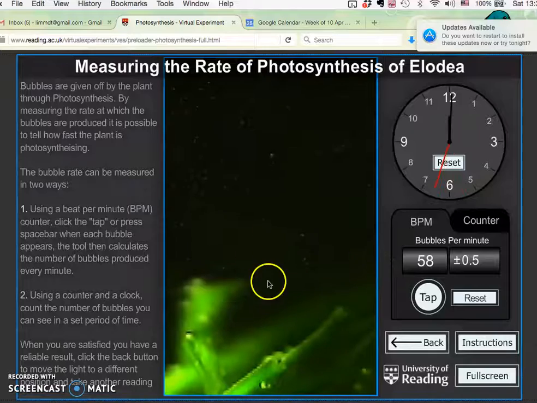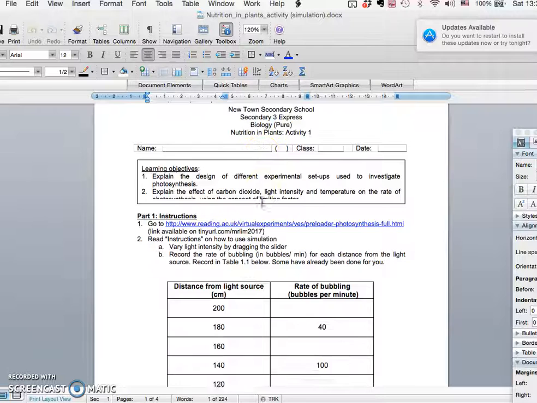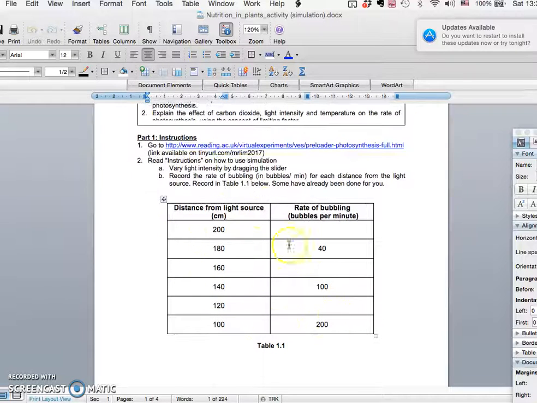Do that for different distances, and I would like you to fill up the table in your Activity 1. Here's the table. For example, put it at 200 cm and measure the rate of bubbling. Then 160 cm and 120 cm. Just try it for these 3.